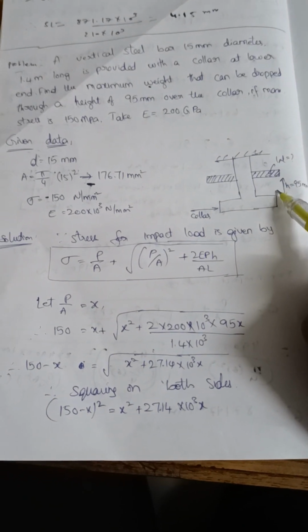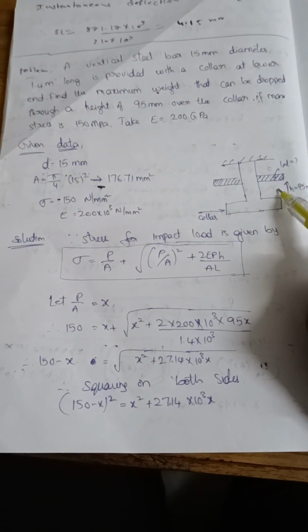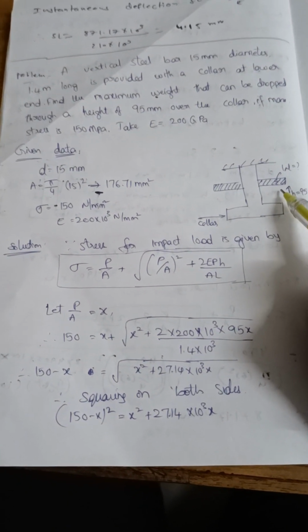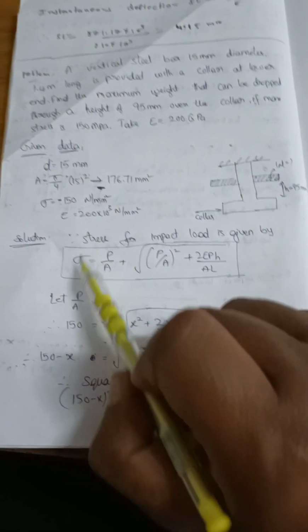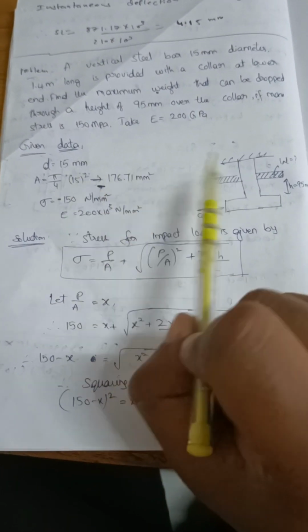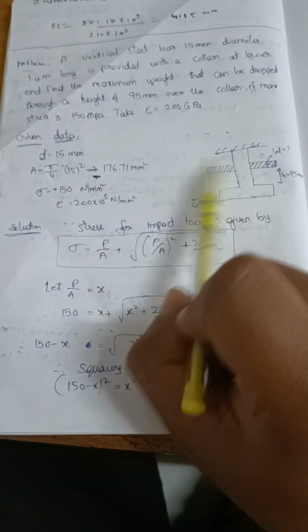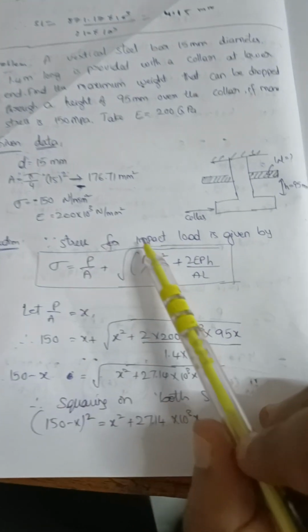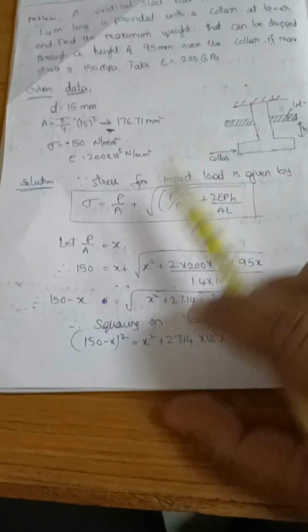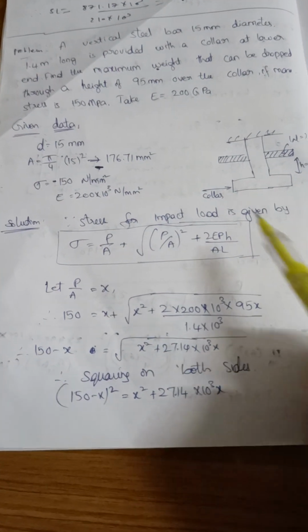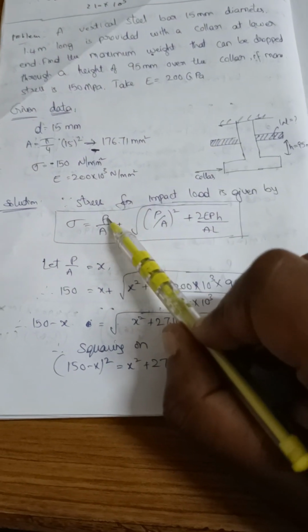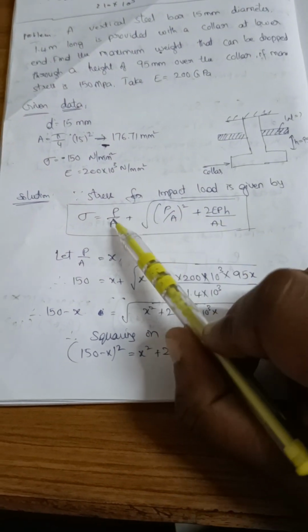Here the maximum stress is given as 150 MPa. Take E equal to 200 GPa. Here we need to find the weight. The same formula we need to use: area pi by 4 D square, sigma is given, E is given. So everything is given, and we need to find the load, P.